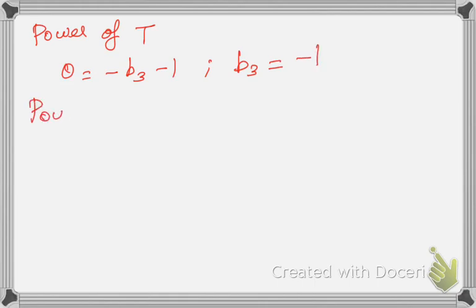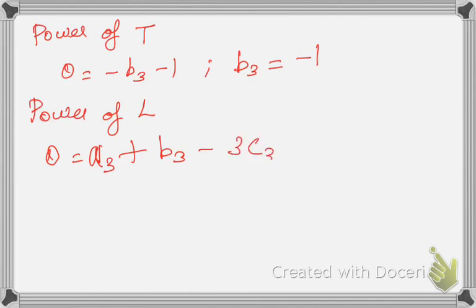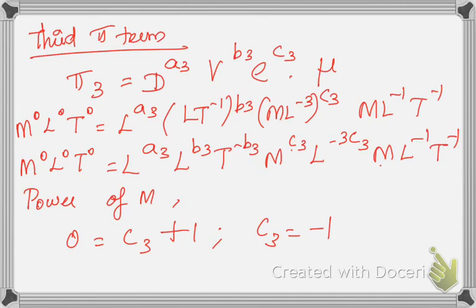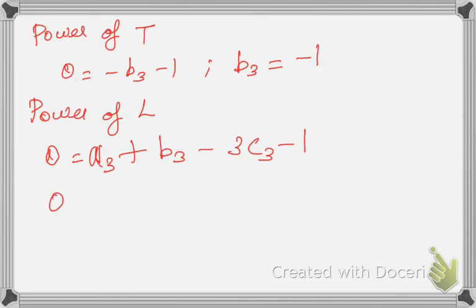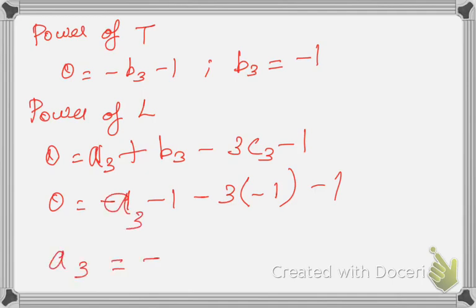Next is the power of L. I have 0 is equal to a3 plus b3 minus 3c3 minus 1. So on substituting the values, I will be getting the a3 value. C3 is minus 1, so 0 is equal to a3 minus 1 minus 3 into minus 1 minus 1. Sorry, this is a3. So I'll be getting my a3 value as minus 1.